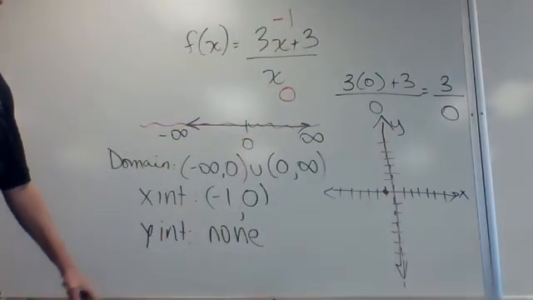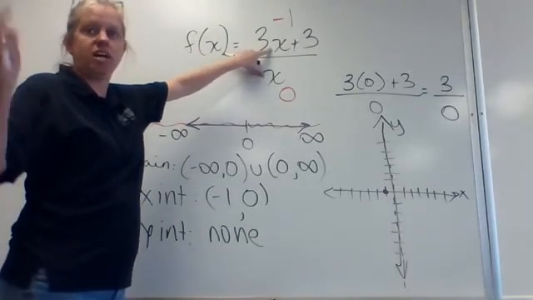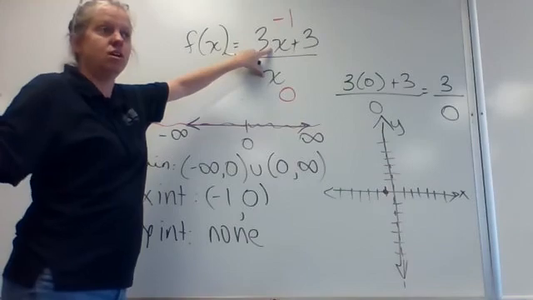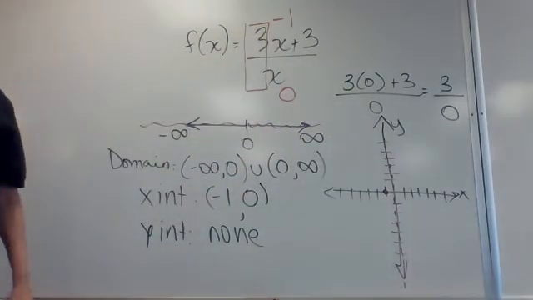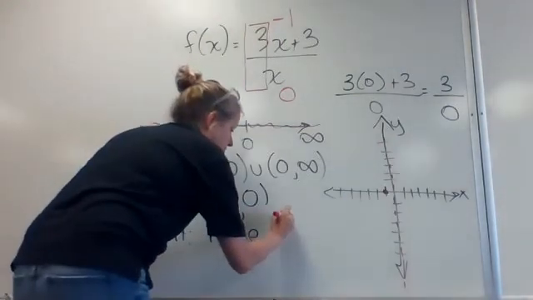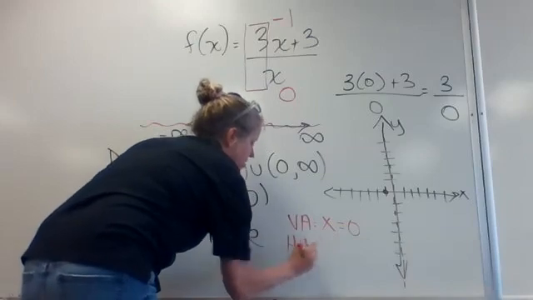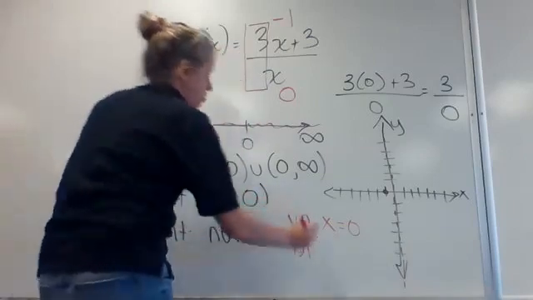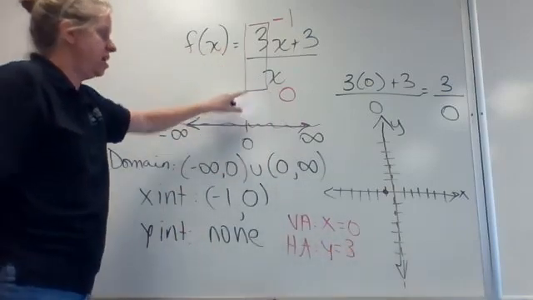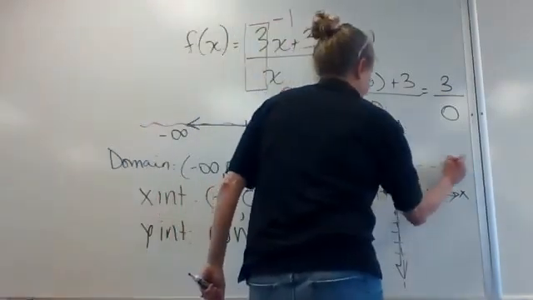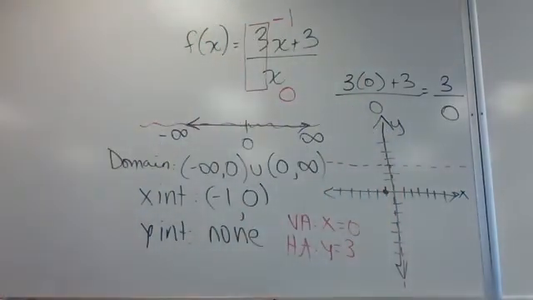The other asymptote, horizontal asymptote, what are the degrees? They're equal, which means you just make a fraction right here. Right, so your vertical asymptote was at x equals 0. Your horizontal asymptote is at y equals 3, because 3 over 1. So there's a horizontal asymptote right here. That's what's going to narrow it all the way down.